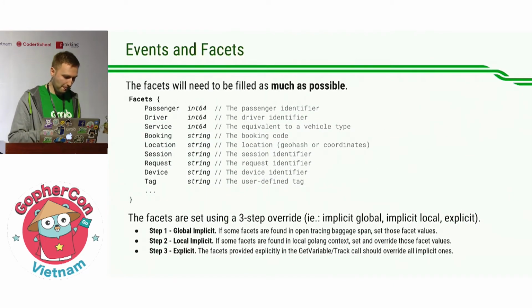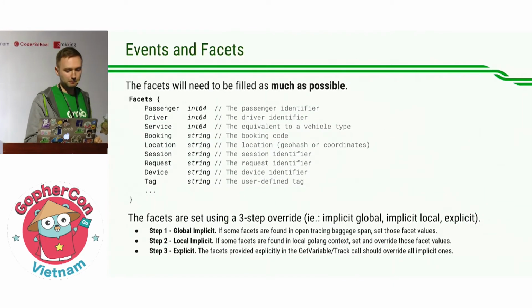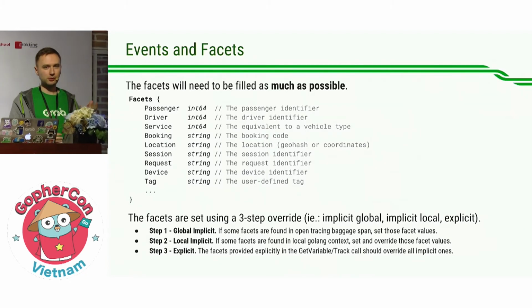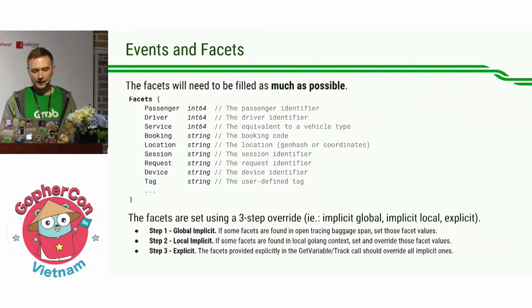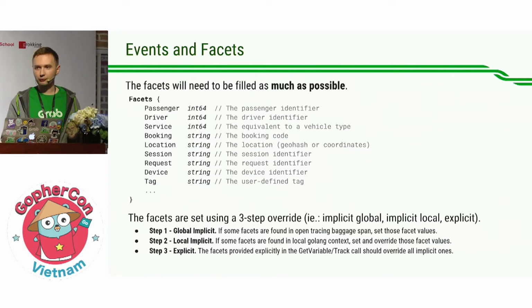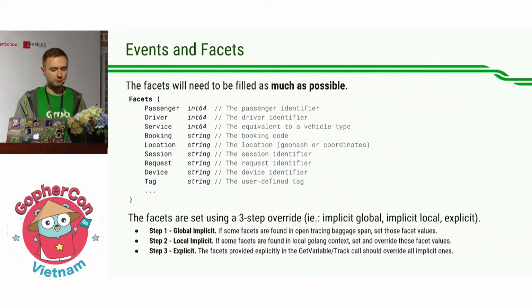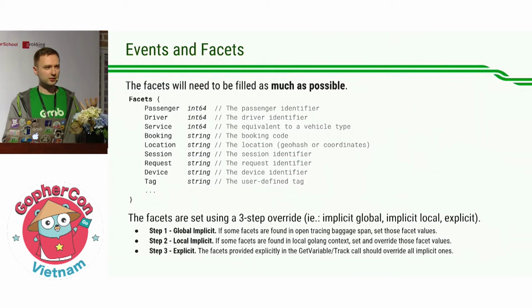Now talking about this a bit more, we had facets, which we can think of as a key value store, like a map. But we needed a common vocabulary. So we went and looked at the common things people do. They need passenger ID, driver ID, vehicle type, booking code, maybe location. So we created a dictionary of those, and we provided an SDK.